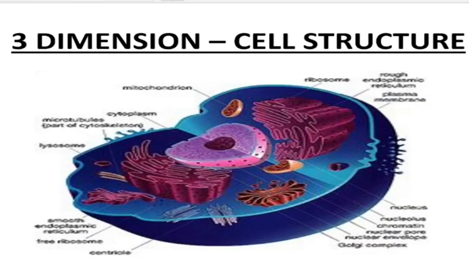Now let us see the 3-dimensional cell structure. If we draw a picture in spherical shape, it is called 3-dimensional. We can see the 3 sides of the cell structure in 3D. We can see the size, shape, and location of the organelles of the cell. The 3D view is appealing because it is more like reality.